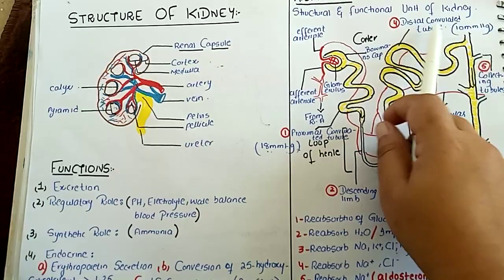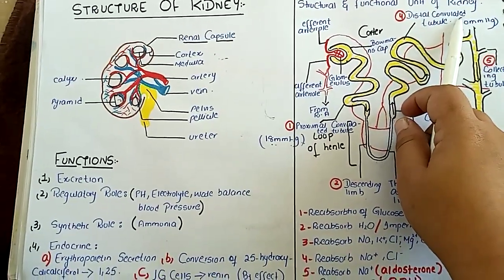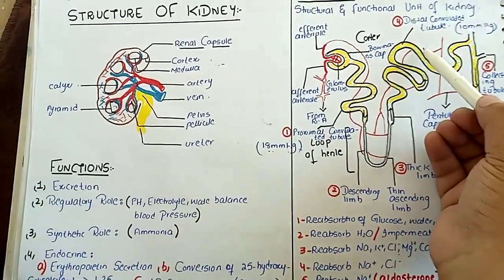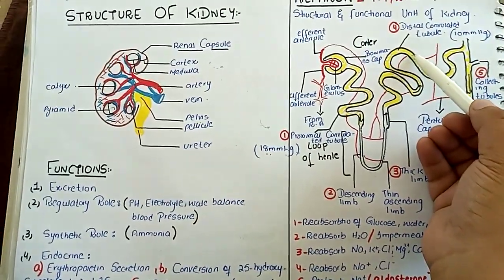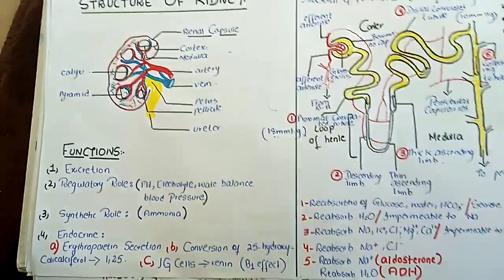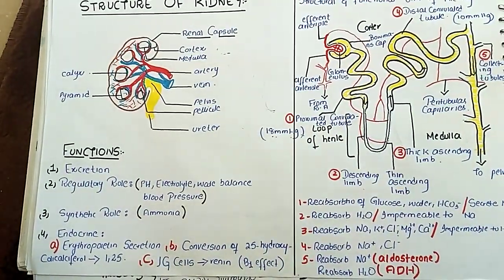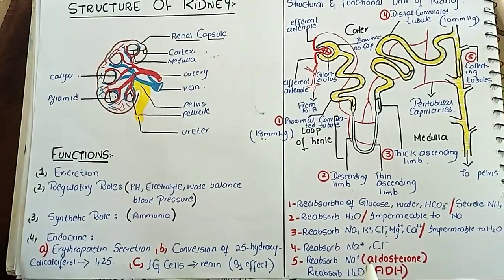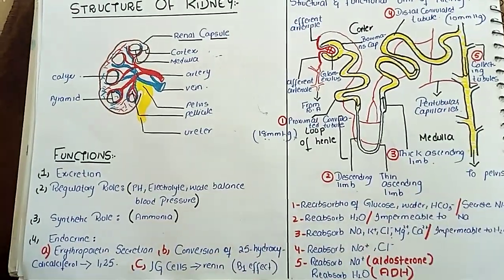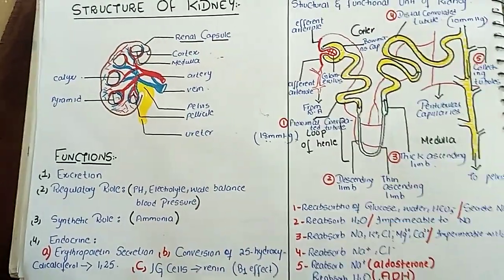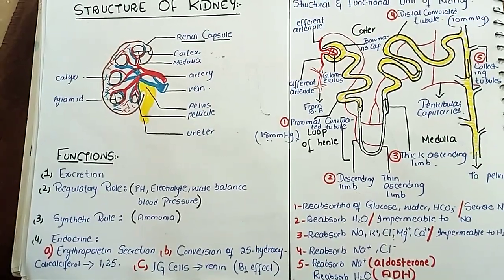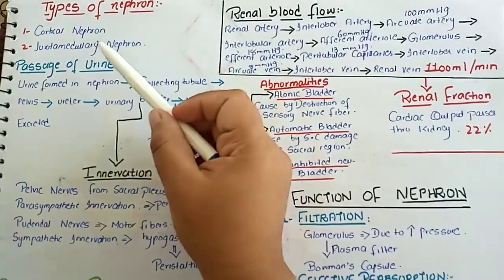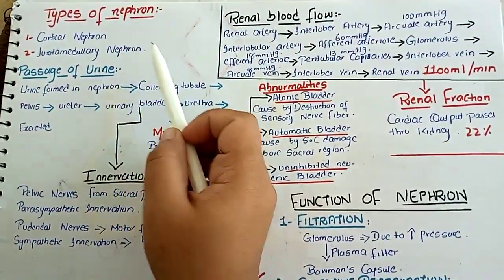Then the distal convoluted tubule, in which reabsorption of sodium and chloride occurs, and at the initial portion of the distal tubule is the macula densa. The important part is the collecting tubule, in which reabsorption of sodium by the action of aldosterone occurs, and reabsorption of water by the action of ADH vasopressin occurs. Basically, there are two types of nephron: cortical nephron and juxtamedullary nephron.